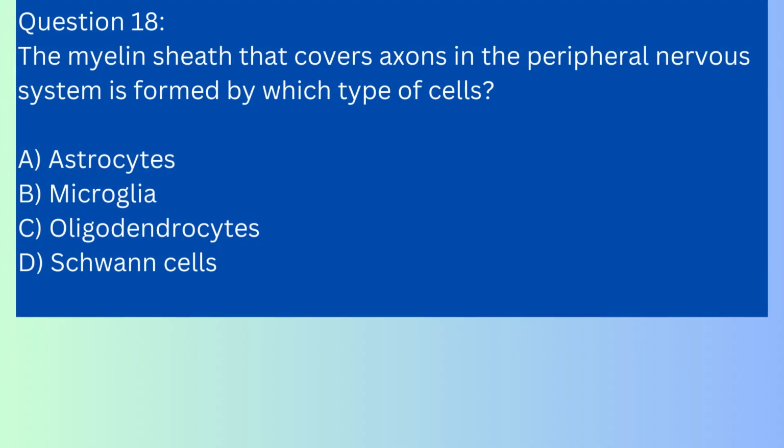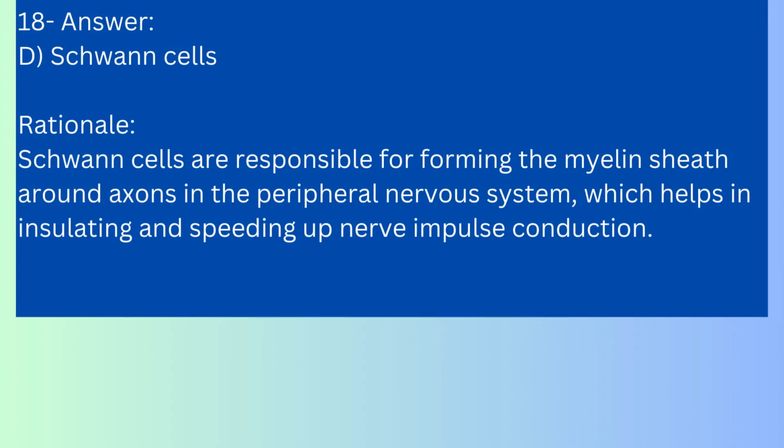Question 18. The myelin sheath that covers axons in the peripheral nervous system is formed by which type of cells? A. Astrocytes. B. Microglia. C. Oligodendrocytes. D. Schwann cells. Answer. D. Schwann cells. Rationale. Schwann cells are responsible for forming the myelin sheath around axons in the peripheral nervous system, which helps in insulating and speeding up nerve impulse conduction.